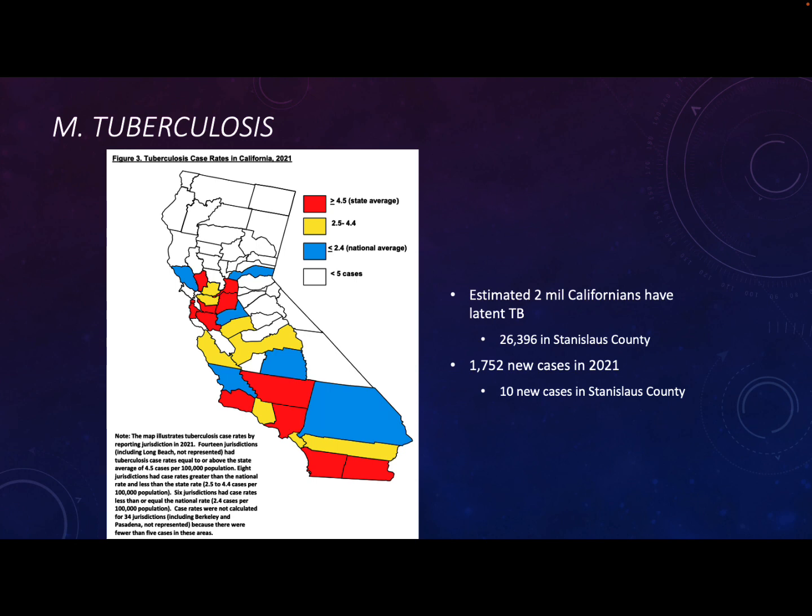So the state average is 4.5 cases per 100,000. The state average is twice as high as the national average, or close to twice as high. So we have a higher proportion of tuberculosis cases in California than nationwide. And the red counties are where you have the most. It's estimated that approximately 2 million people in California live with tuberculosis. About 26,000 of them live in Stanislaus County. In California, there were 1,700 new cases in 2021, 10 in Stanislaus County.